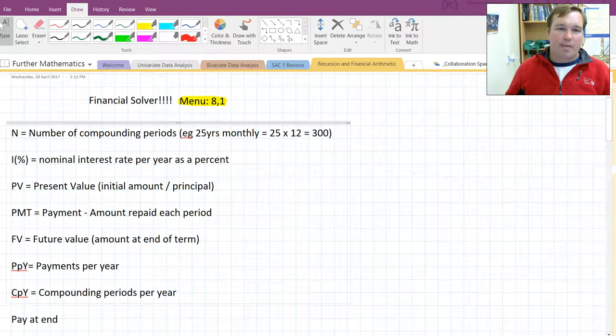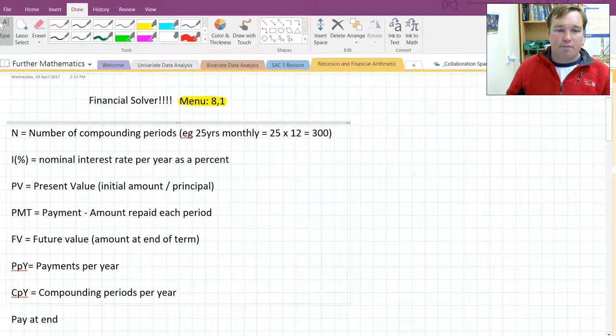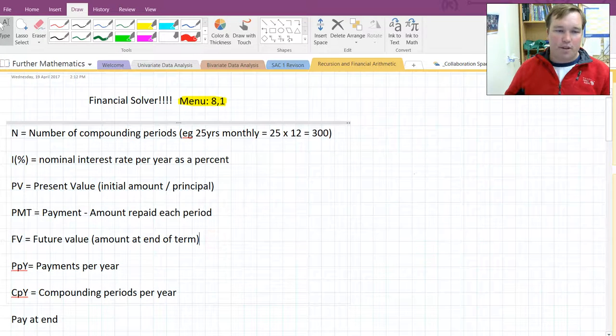I is the interest rate as a percentage. You don't have to convert it to a decimal. PV is the present value, or the initial amount of the loan or investment. Payment is the amount paid each period. So the investment might be shares that pay out a dividend each period. It might be a loan where you're paying in each period. Future value is the amount left at the end of the term. It might be 0 because the loan has been paid off, or it might be a much larger number if you're making an investment.